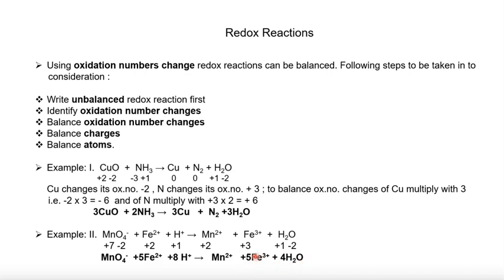So we'll see that charges are balanced here. There are charges of plus 5 here, and here also plus 5 charges. So charges are balanced and the number of atoms are balanced. It's 1 manganese, and then 5 iron, and then we have 4 oxygen here, so 4 water molecules.